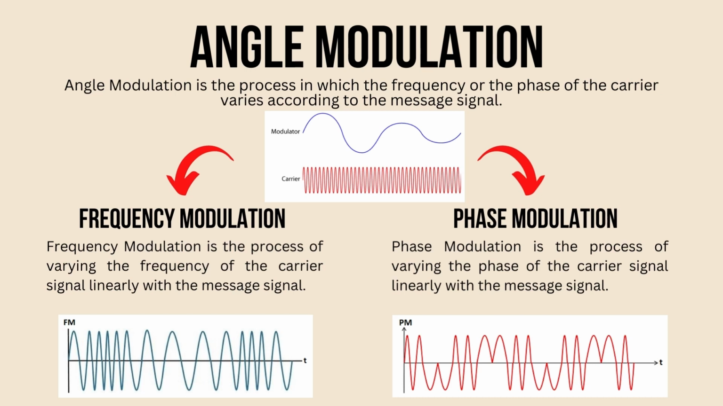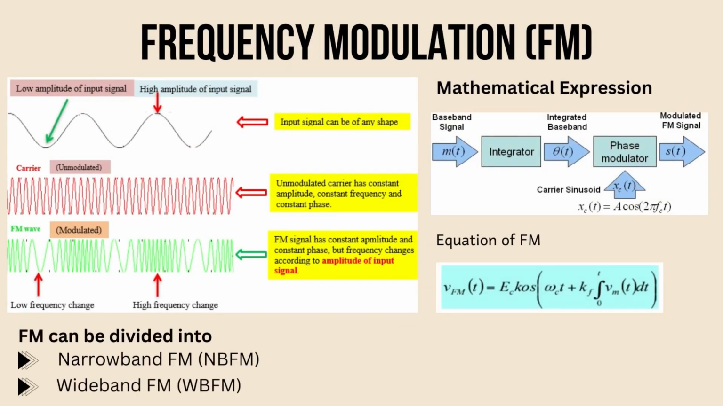Frequency modulation is the process of varying the frequency of the carrier signal linearly with the message signal. However, phase modulation is the process of varying the phase of the carrier signal linearly with the message signal. In frequency modulation, the frequency of the carrier signal varies in accordance with the instantaneous amplitude of the modulating signal. The amplitude and the phase of the carrier signal remain constant, whereas the frequency of the carrier signal changes. This can be better understood by observing the following figures.